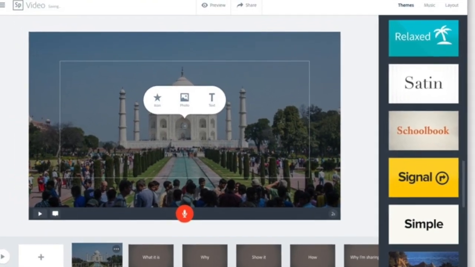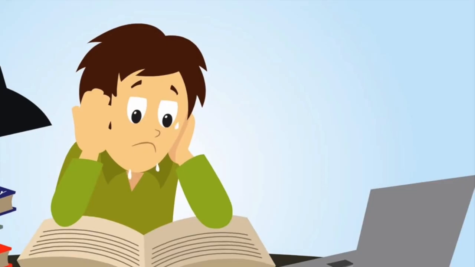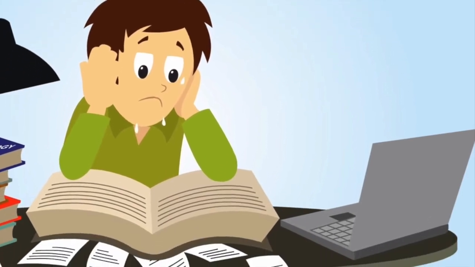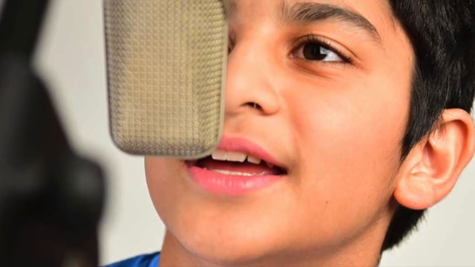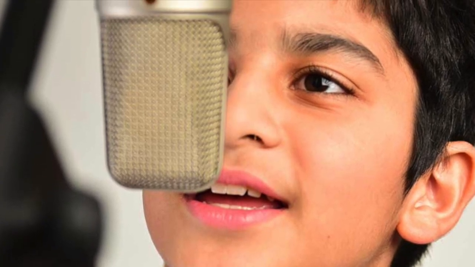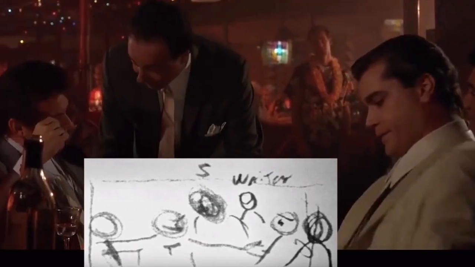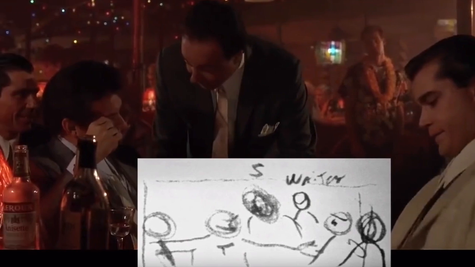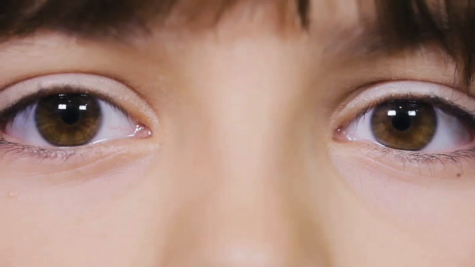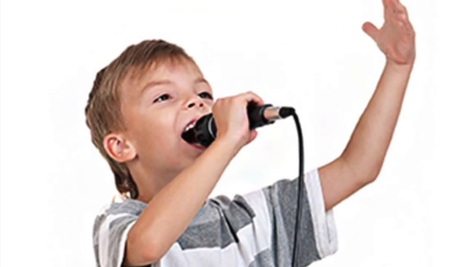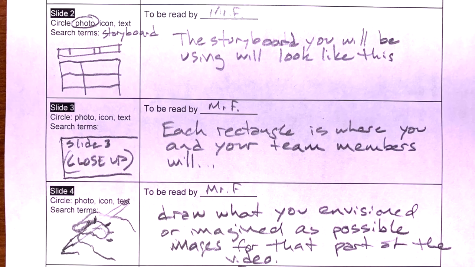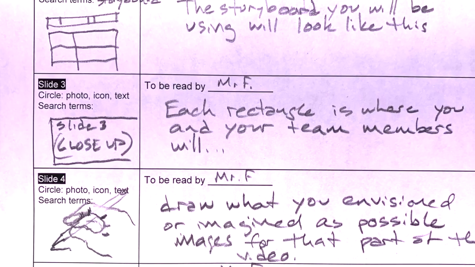For the Adobe Spark video you will be making, you need to plan your script and the images that will be displayed during your voiceover. The voiceover will be the people in your team dramatically reading your script. Just like with great movies, the key to creating an effective video is planning out good visuals and a great script. The storyboard you will be using will look like this.